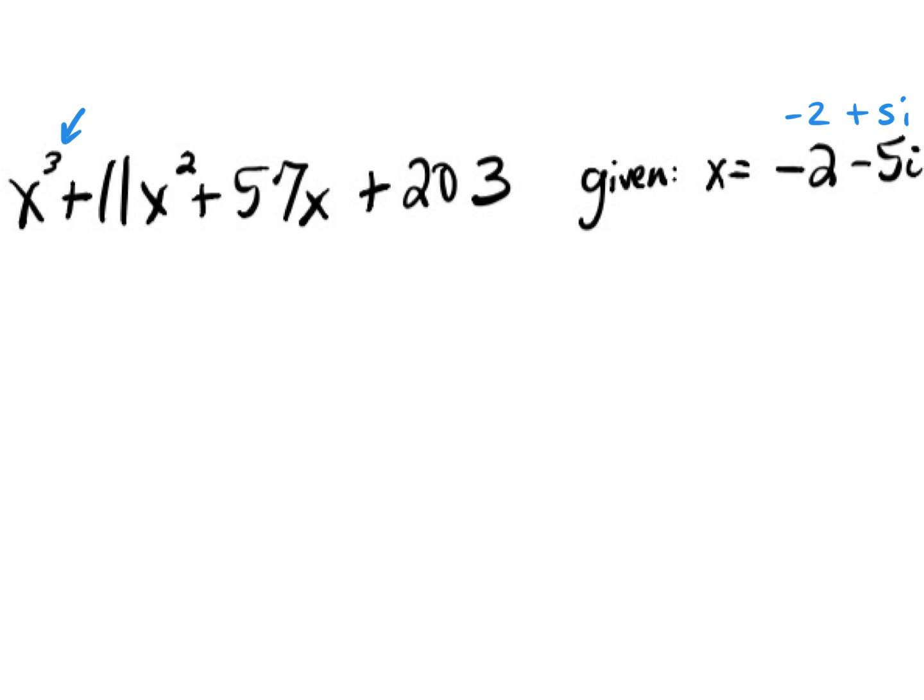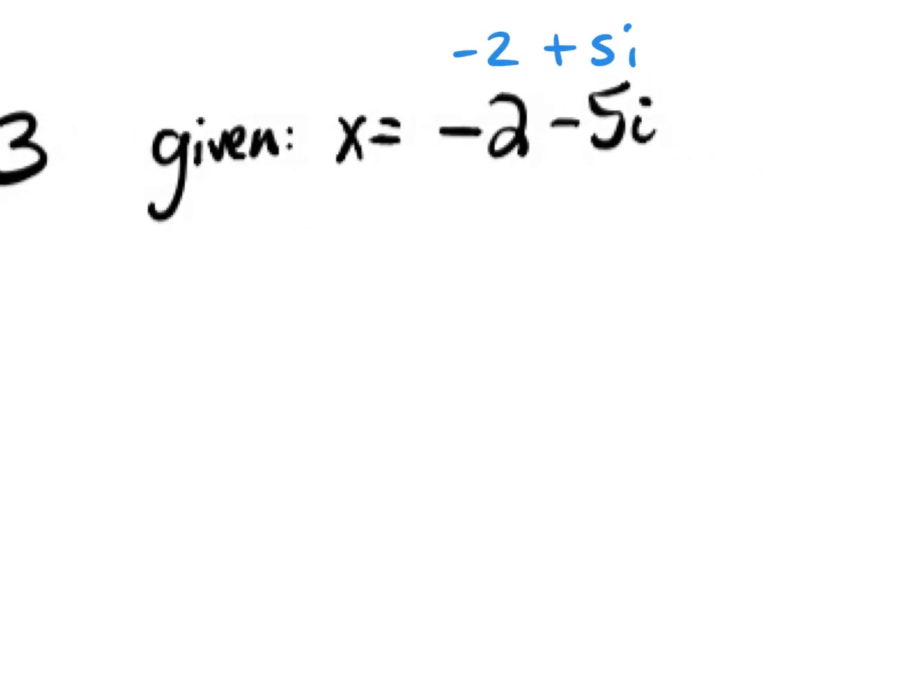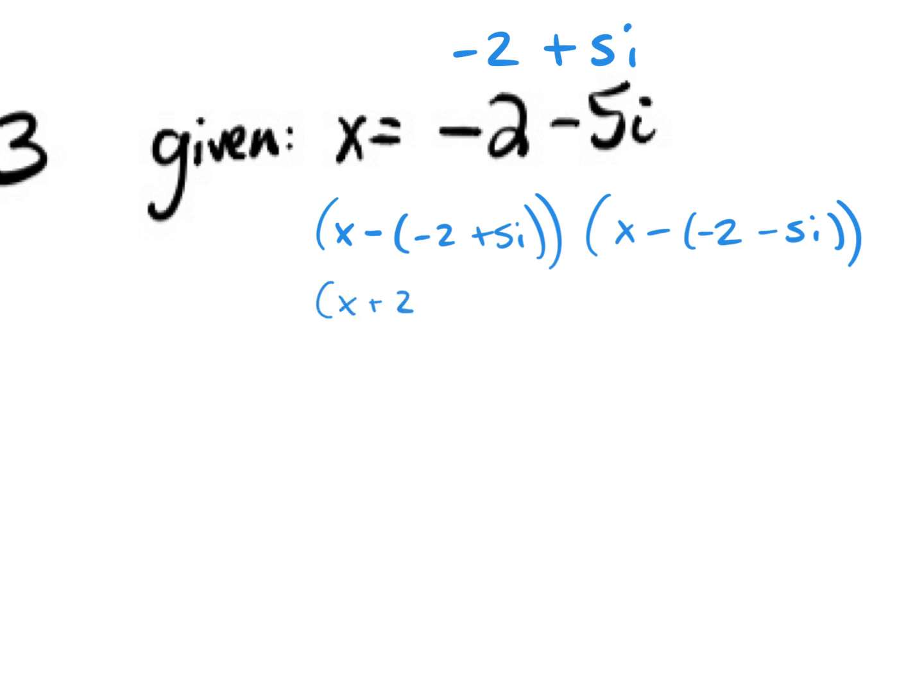So we want to put the 2 that we have in factored form, multiply them together to see what a factor of our polynomial would be. So then we can find the remaining factors. So let's multiply these out into factored form. So we have x minus -2 plus 5i and x minus negative 2 minus 5i. So this turns into x plus 2 minus 5i and x plus 2 plus 5i.